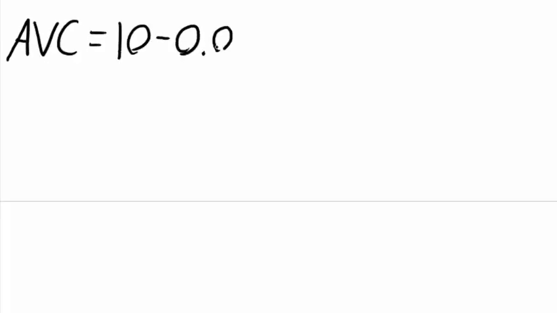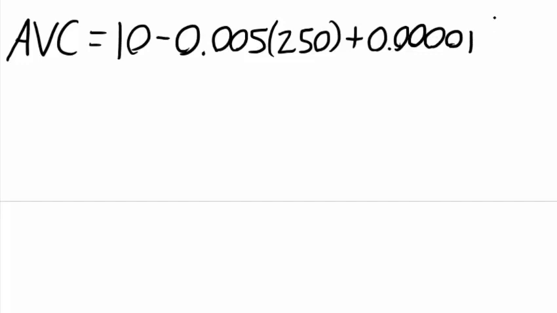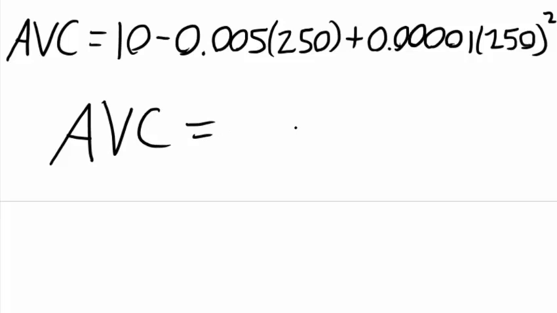Next, we want to find the average variable cost value at 250. So our average variable cost was 10 minus 0.005 times Q, which is 250, and then plus 0.00001 Q squared, which is then 250 squared. And if we plug this into a calculator, we find our average variable cost to equal 9.375. So on average, each unit of whatever good we produce costs us about $9.38. And we would reach this minimum cost by producing 250 units of whatever good we are producing.